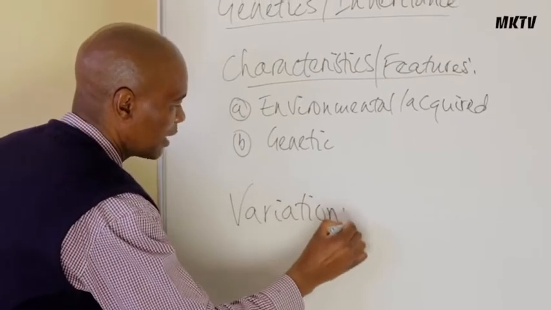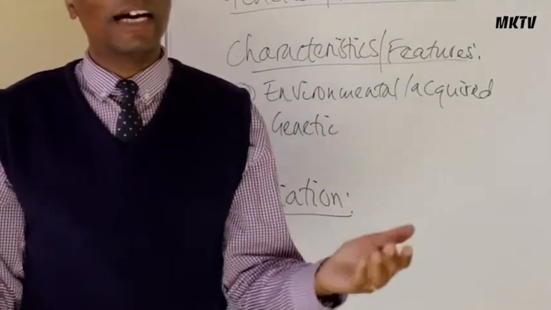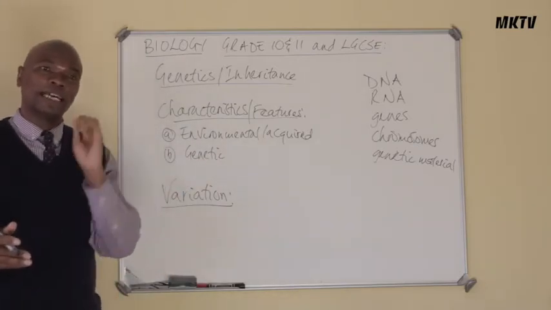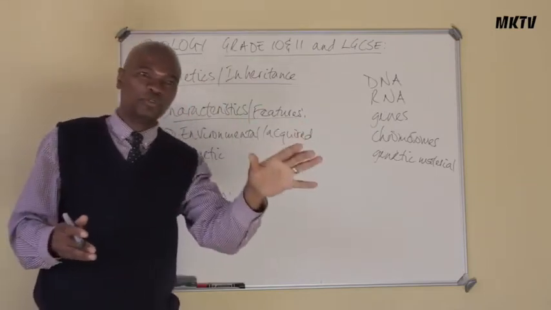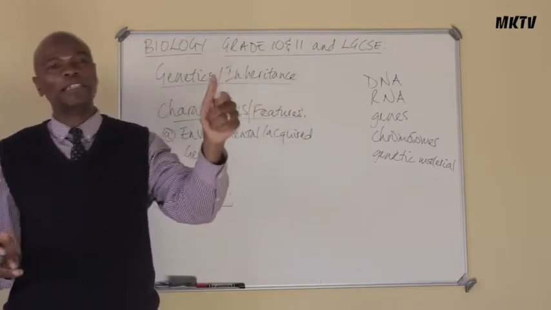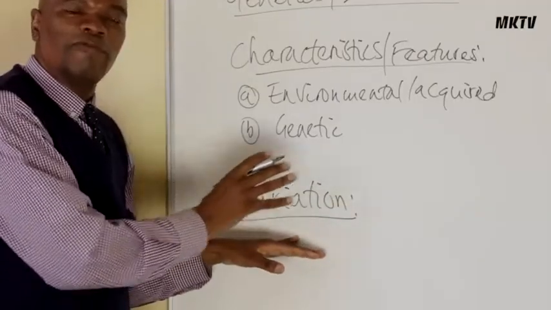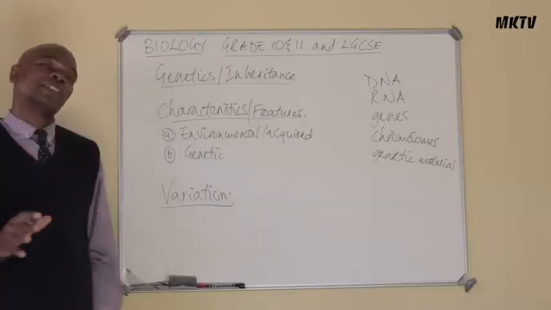So variation means what? All the differences we observe. We are all different. I've talked about, for instance, blood type. There are those people who are type A, type B, type AB, and type O. Therefore, this is what we call variation. We are different. Variation simply means all the differences that we can see.